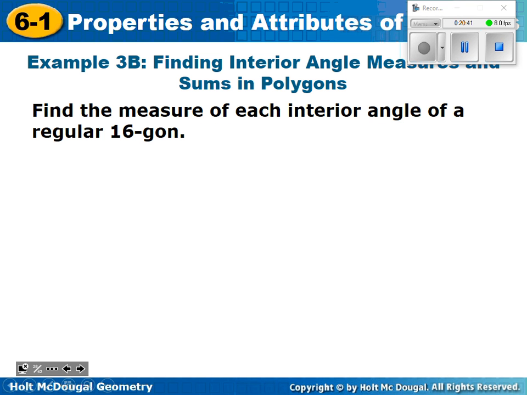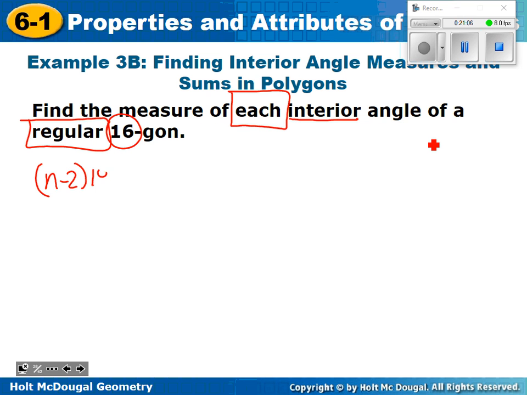Okay, so what are some key words we need to focus on in there? Regular. What else? Each. That's big. And interior. So that tells me I'm dealing with interior angles. It's regular, and I want to know each, which means I only want one of them. So now I'm using this formula. Find the sum, divide by how many you have. So we have n minus 2 times 180, but now we're going to divide it by n because we want to know what each angle is.